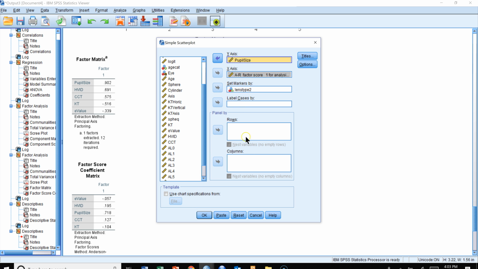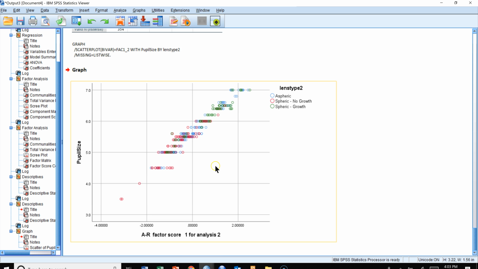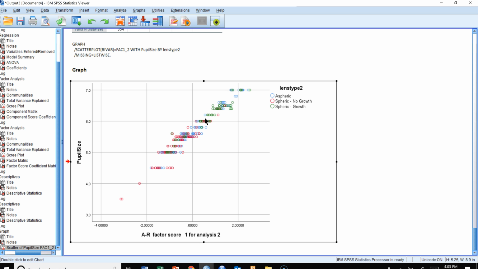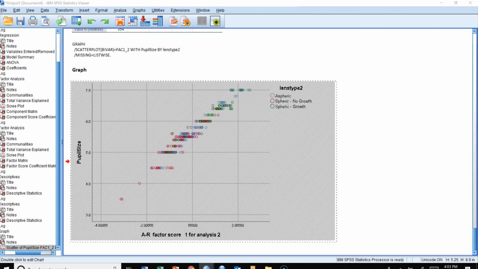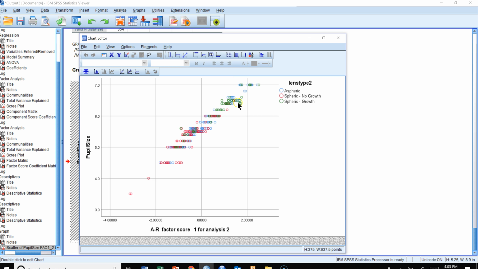We can set our markers by lens type 2, just for the heck of it. So it'll come out labeled. What this graph shows us is that as the factor score increases, pupil size increases. It's a little hard to tell from this graph, but basically the greens have bigger pupil size, and they're from the spheric growth model.